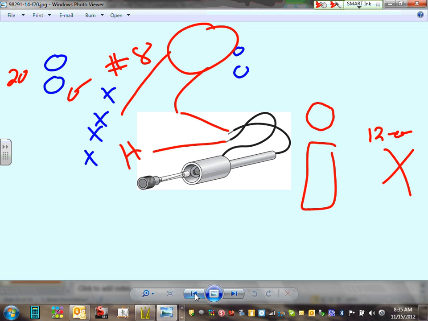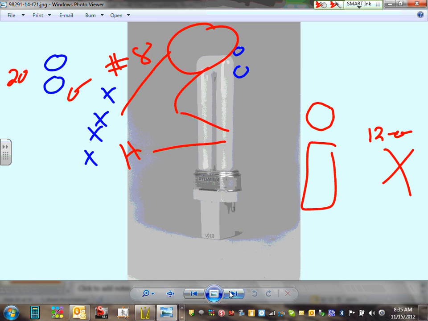Any comments, guys, about the inline fuse? Everybody got the word inline fuse? Because the first time I heard it, I said, what the heck? I know what a fuse is, but where's the inline fuse?